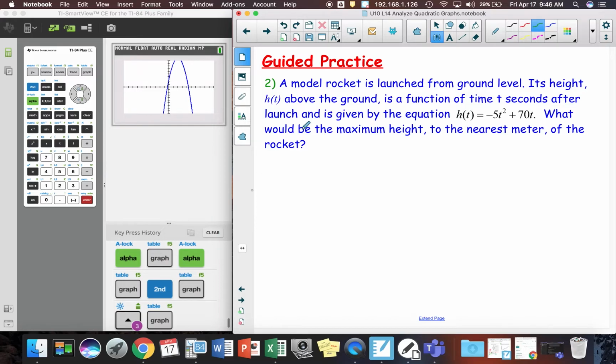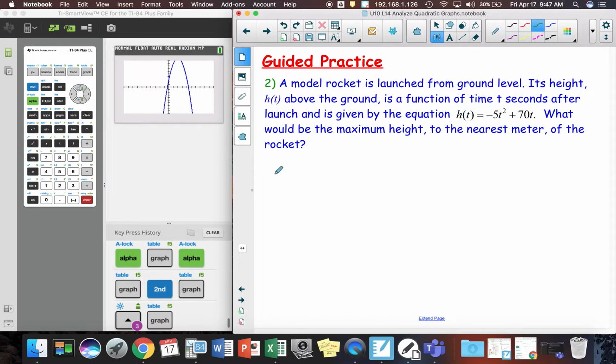It says a model rocket is launched from ground level. Its height, h of t above the ground, is a function of time t, seconds after launch, and is given by the equation h of t equals negative 5t squared plus 70t. What would be the maximum height to the nearest meter of the rocket? Alright, so let's graph this.